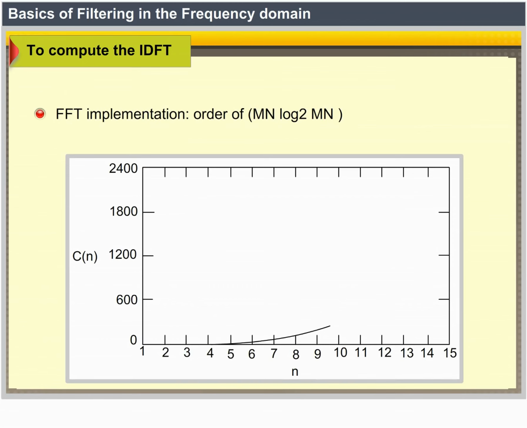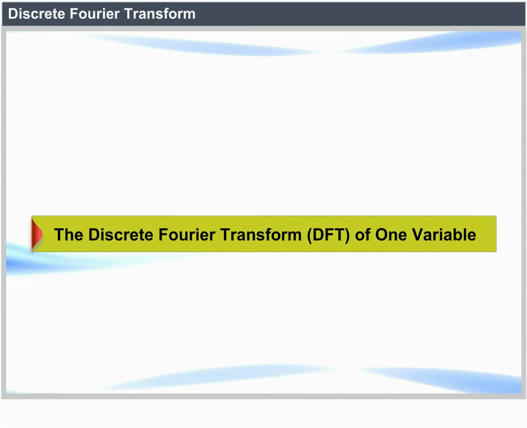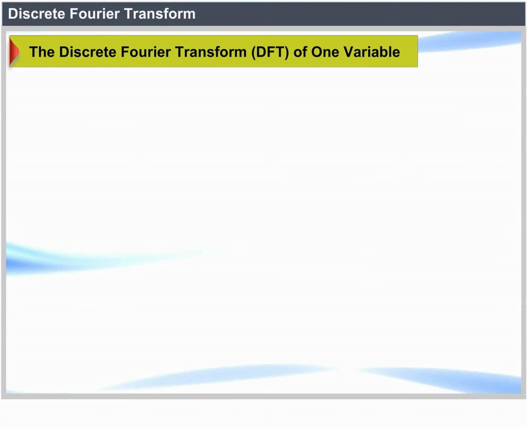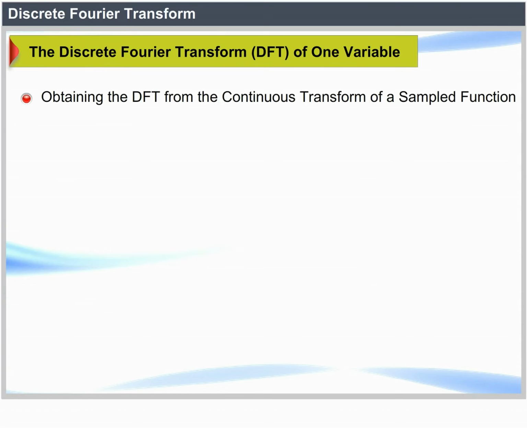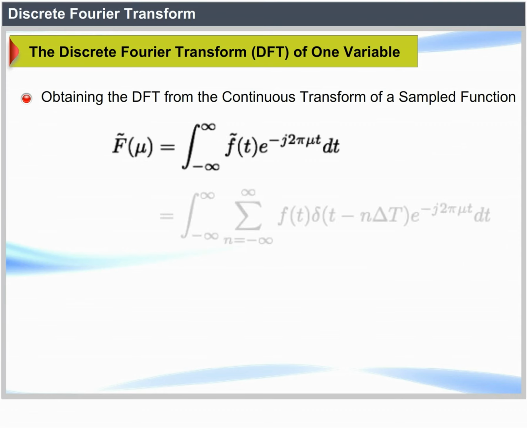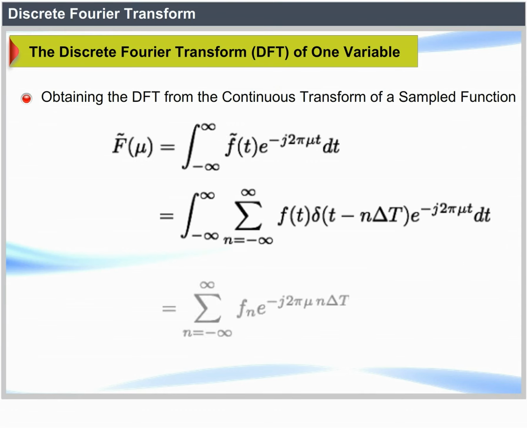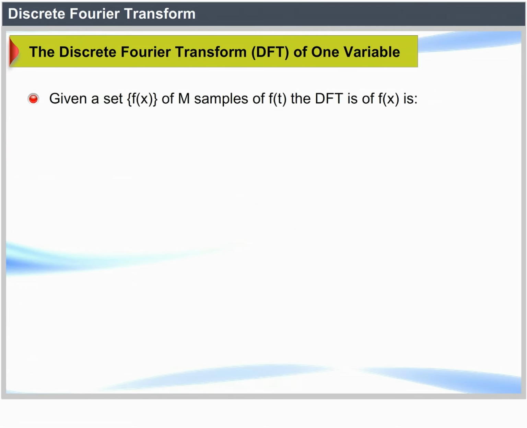Given a set f of x of m samples of f of t, the DFT of f of x is as shown on screen. The inverse discrete Fourier transform, IDFT, is shown on the screen. Both forward and inverse discrete transforms are infinitely periodic with period m.